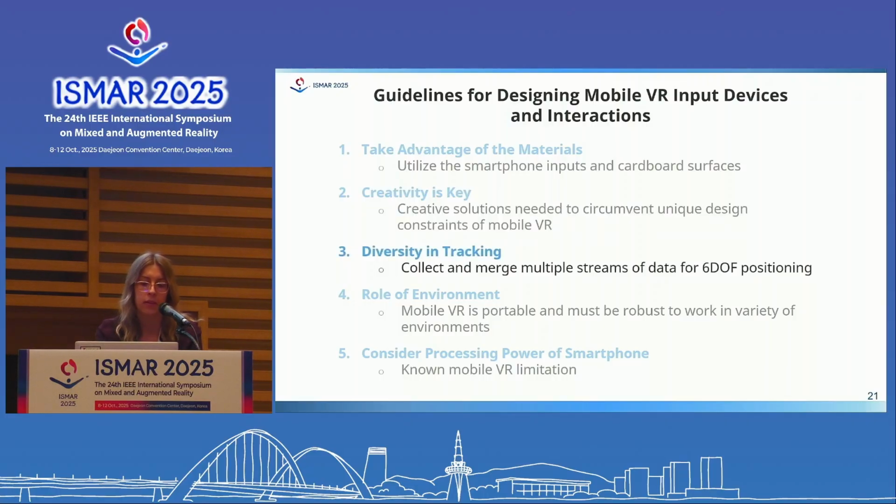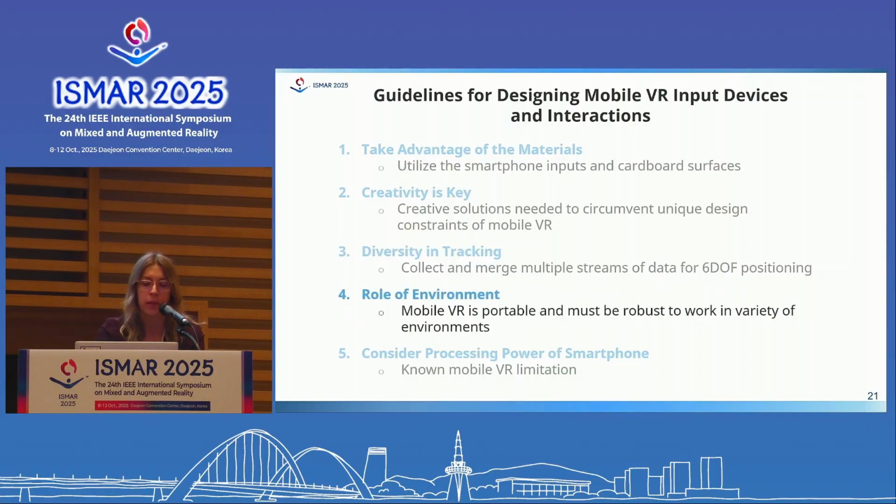And 3, collect multiple streams of data and merge them to compute 6 DOF positioning. So for example, optical tracking, acoustic-based tracking, and inertial sensors can all be implemented by low-cost means and used in combination to increase tracking robustness.